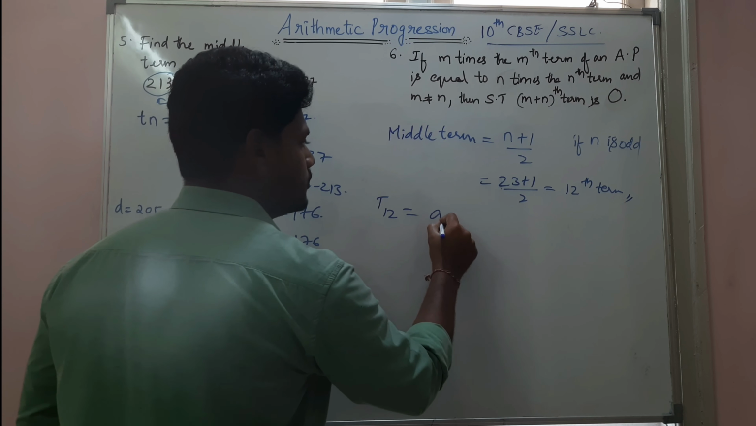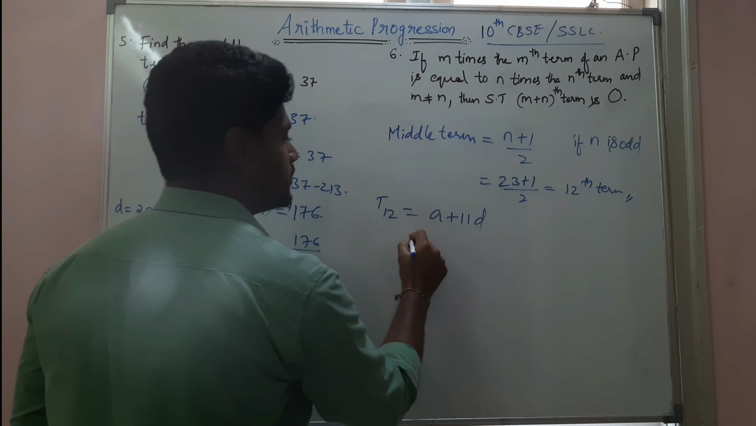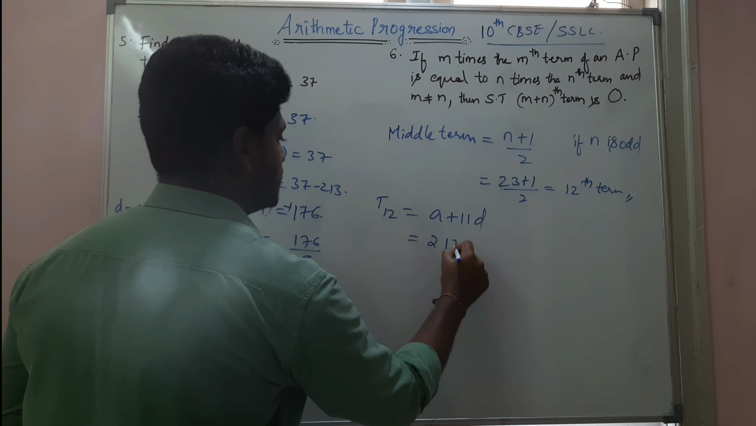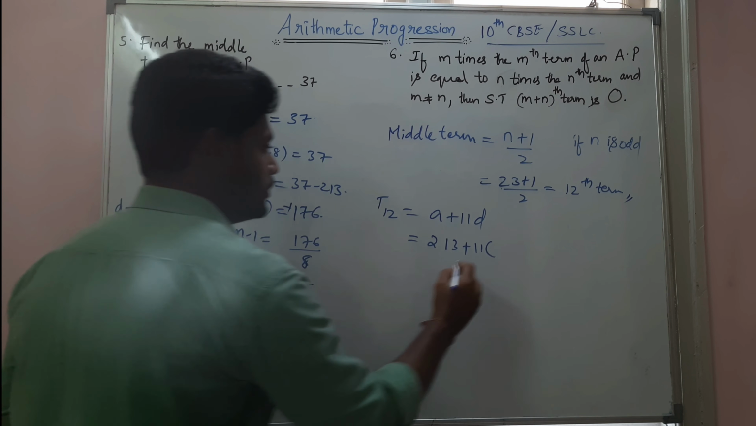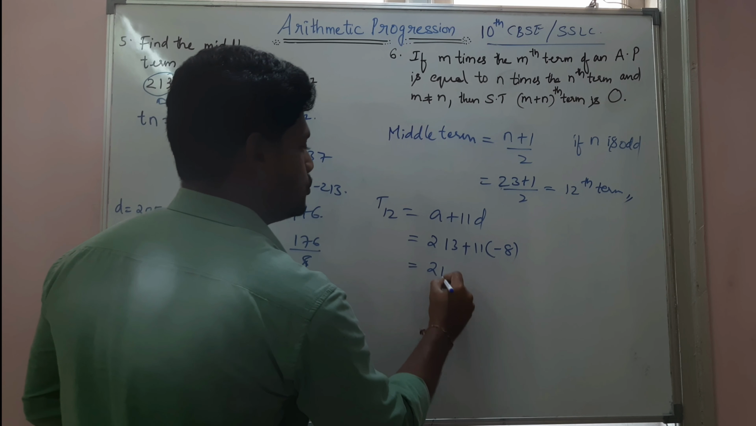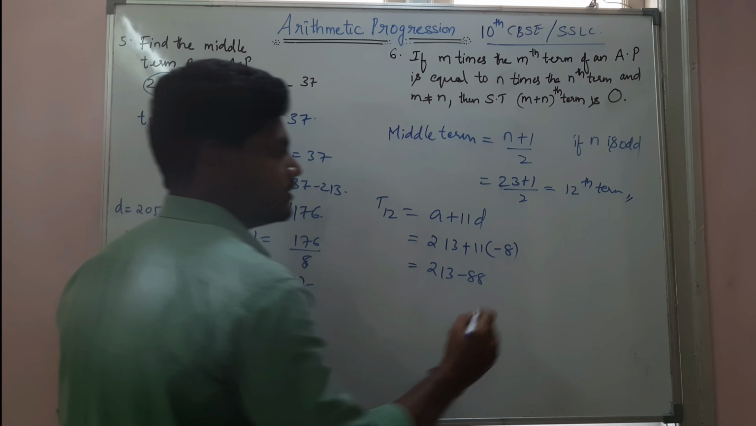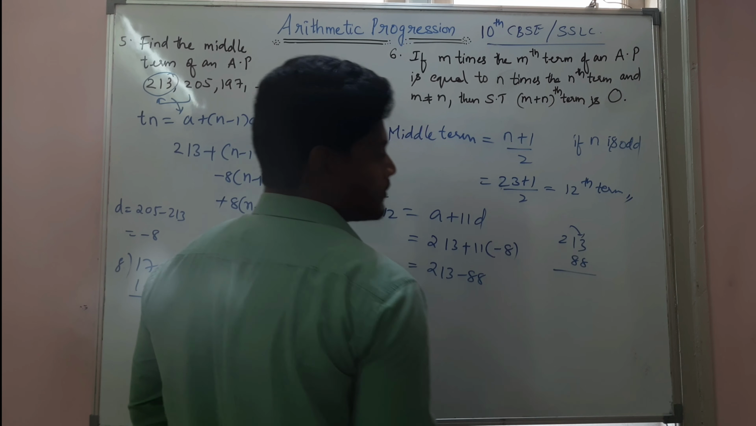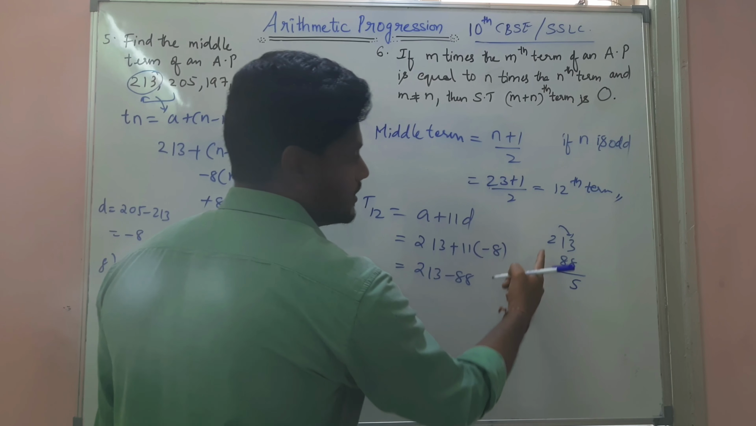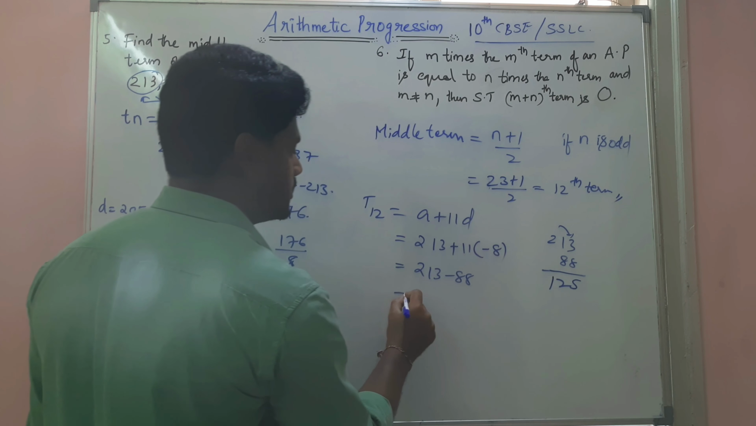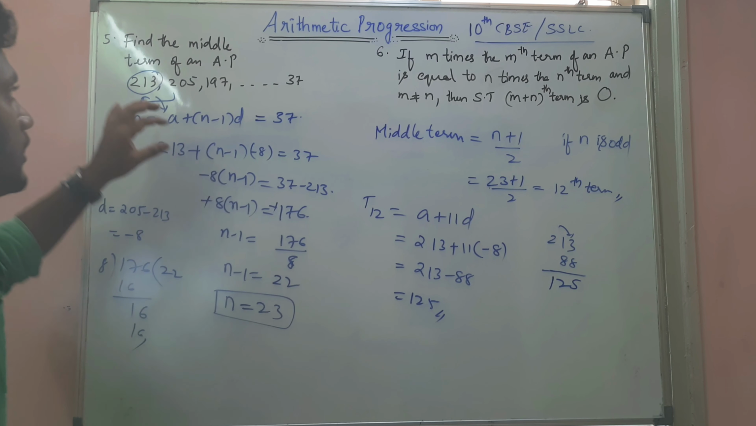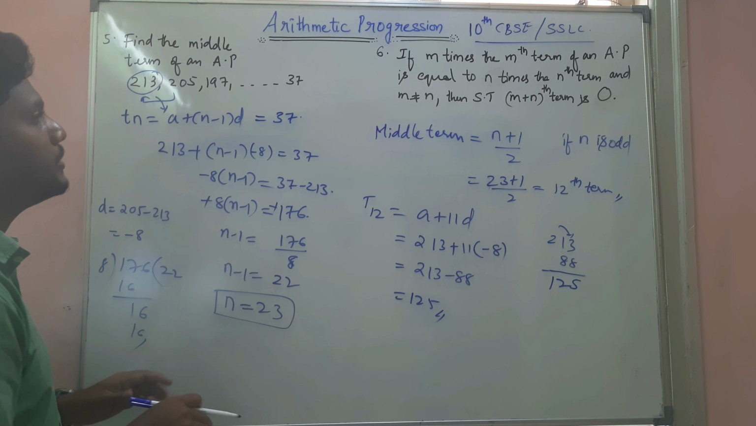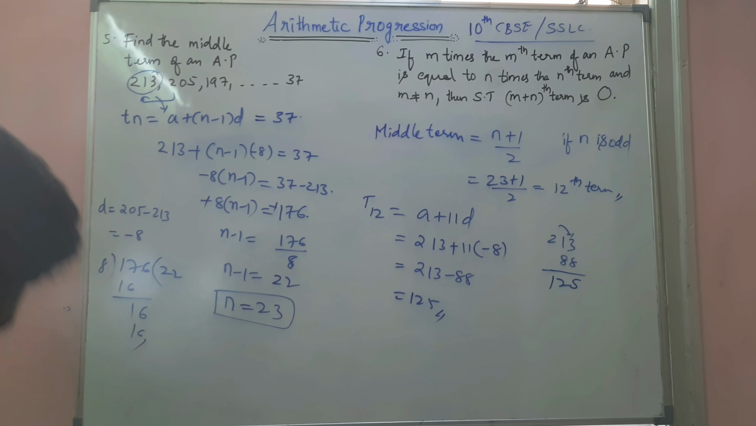t12 is a plus 11d. So we have 213 plus 11 into d, where d is minus 8. So 213 minus 88, which is 125. So t12, the middle term, is the 12th term, and that is 125. Like this we have to do. Hope you understand. Pause the video and note it down, and I will go for the next question.